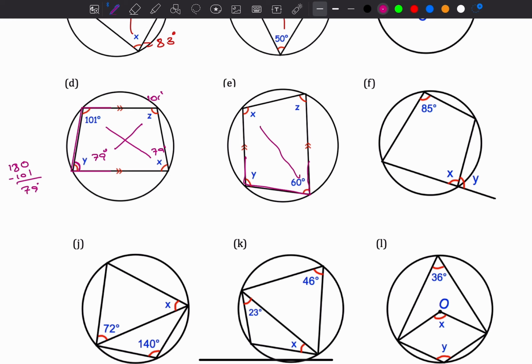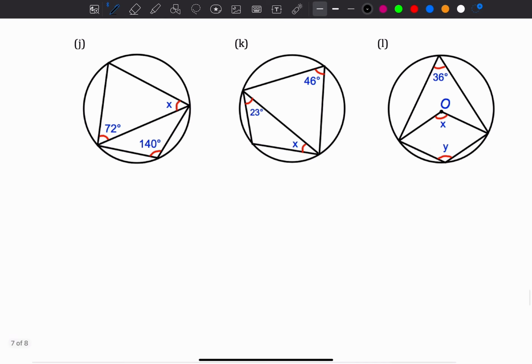Actually, I'll work out the y. 180 minus 60 is 120, that's 120. Opposite angles in a cyclic quadrilateral add up to 180, so that's 60. If that is 85, opposite angles in a cyclic quadrilateral add up to 180, so that makes it 95. This is a straight line, can you see? So 180 minus 95, which will give you 85.